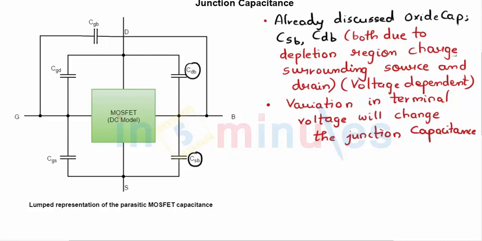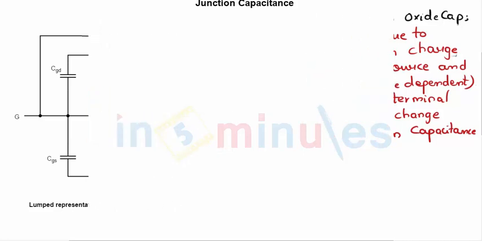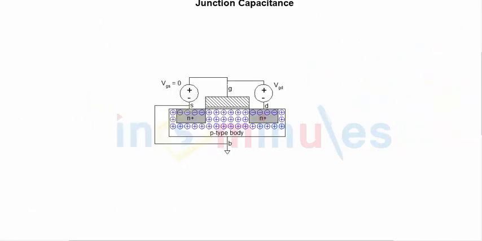In the previous clip we have already studied oxide capacitance. In this clip we are going to study junction capacitance, and the two junction capacitances which are left for us to study are nothing but drain to bulk and source to bulk, drain to body or source to body. Both are due to the depletion region charge surrounding the source and the drain. It's basically nothing but this, source and drain. They would have a depletion region charge surrounding it.